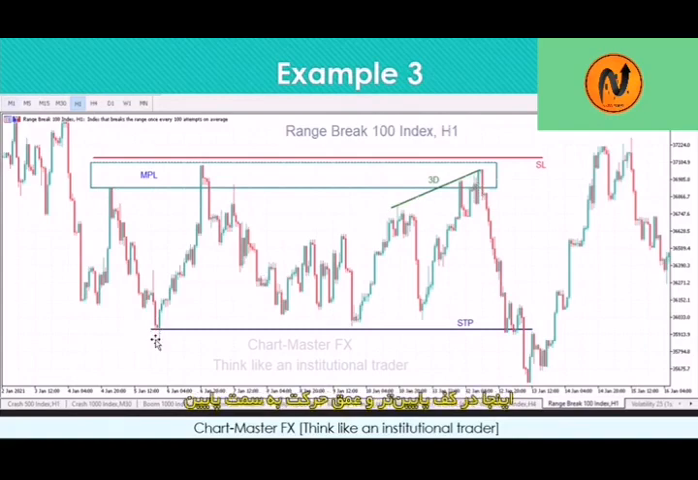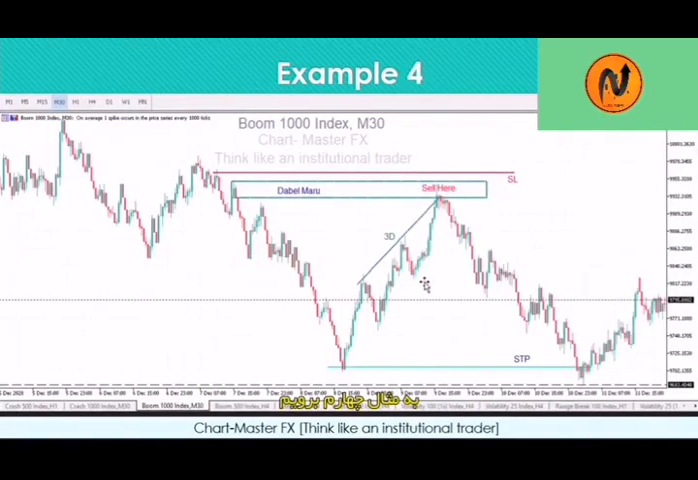And here, guys, on the lower low, on the depth of the movement to the downside, that's where you put your target profit. So this is the target profit, guys. So the market made a 3 drive towards the MPL, and as you can see, guys, the 3 drive was not that much uniform. As you can see, it was not kind of uniform. So that's another example here of a 3 drive that we had on Range Break 100. Let's go to example number 4.